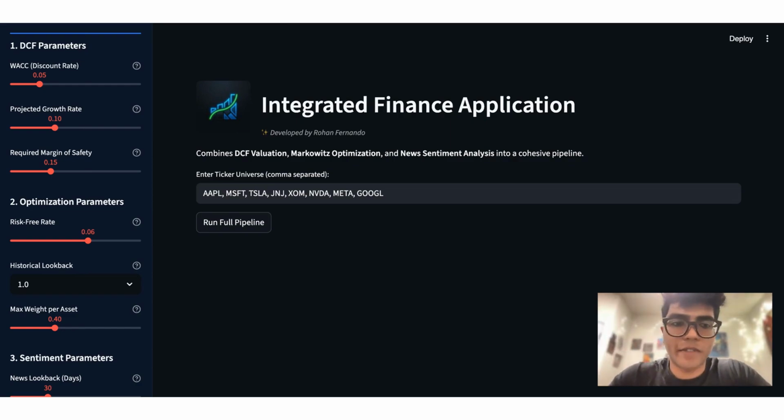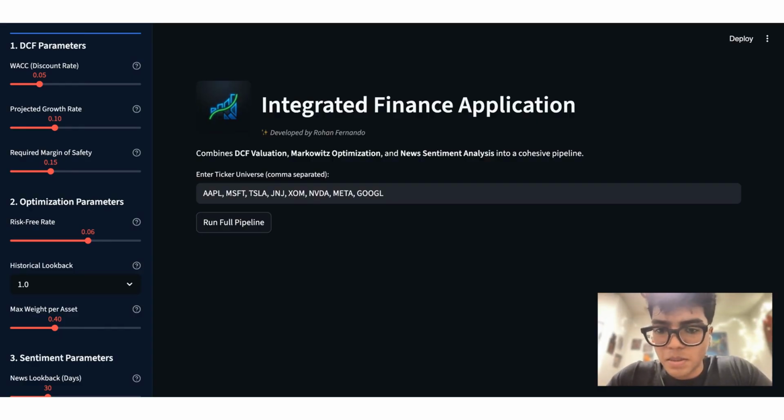Hi, I'm Rohan Fernando, and this is my Capstone project for Management 490 AI finance application. The application I built is called Integrated Finance Application, and it implements Pattern A, a value-based portfolio.